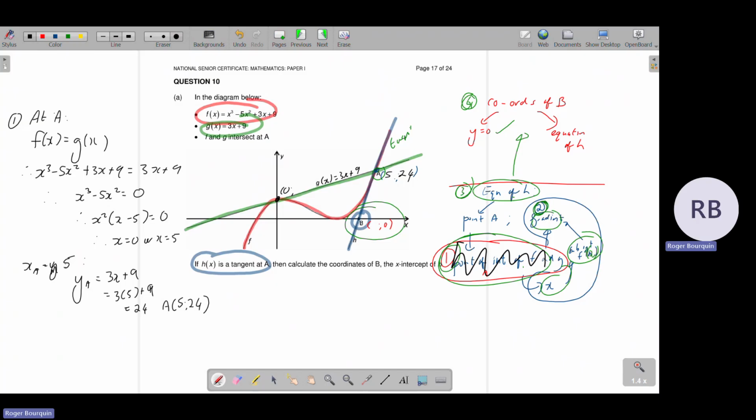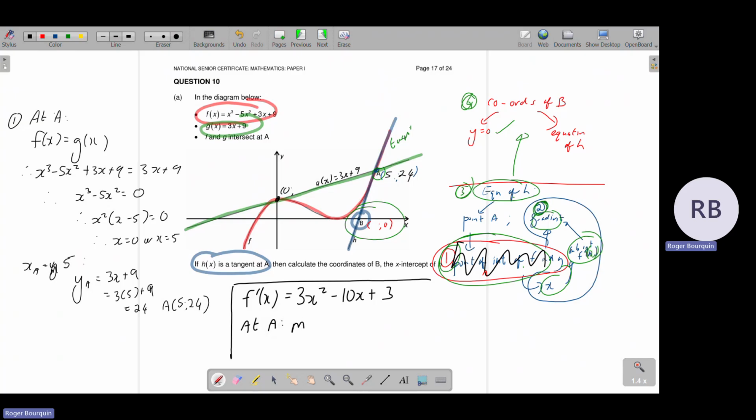How are you going to find the gradient of the tangent? You're going to sub into the derivative of the red function, right? Because this is a tangent to the red function, to the cubic function. So f dash of x, this is part 2, is equal to what? What's the derivative equation going to be? 3x squared minus 10x plus 3, right? Yes.